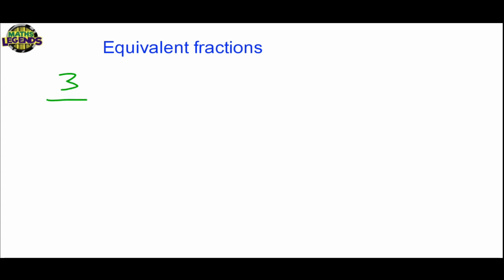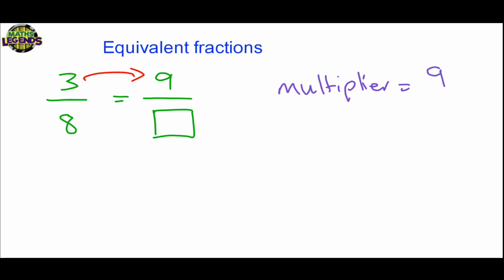Okay, let's look at another example. 3 over 8 is equal to 9 over an unknown. So in this case, we are going to look at what we can multiply the top numbers by, because that's the only one that we have a mapping for. So the 3 is going to a 9. So here the multiplier is 9, the number that we're trying to go to, divided by 3, the number we're starting from. So here 9 divided by 3 is 3.